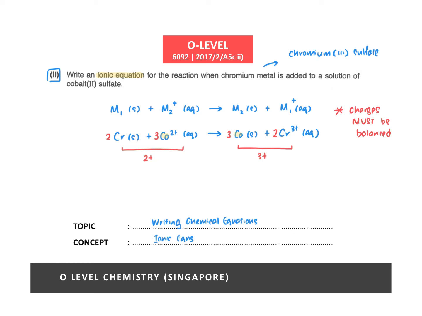Now, the balancing of charges is commonly overlooked by students, because even before you balance the charges, the equation already looks as if it is balanced because we have the same number of atoms of each element on both sides of the equation. So it's very important to remember when you're writing ionic equations to check that the charges are balanced on both sides of the equation.